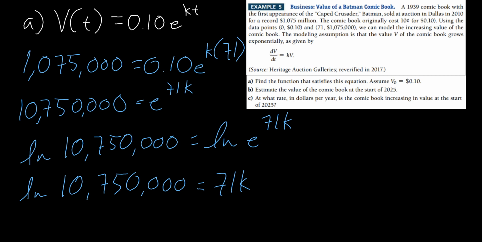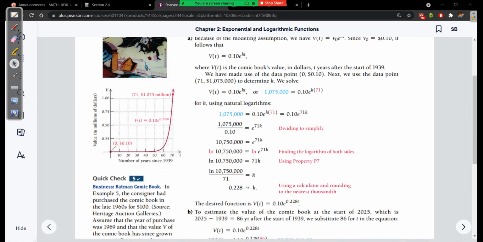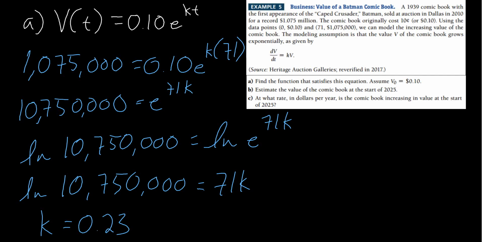Well, that's not a terrible number. So we're going to end up with k is equal to 0.23. Alrighty. So 0.23, and well, the textbook goes to 3 decimal places, so we'll just go ahead and go with 3 decimal places. They did 0.228.